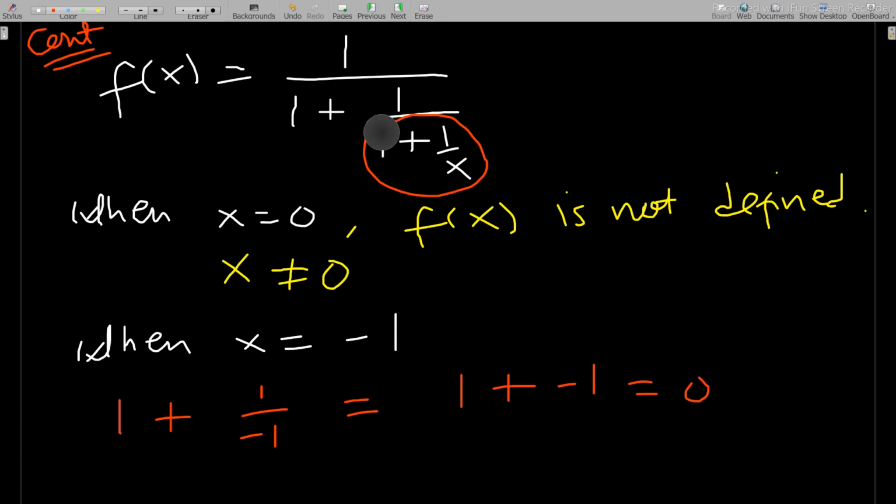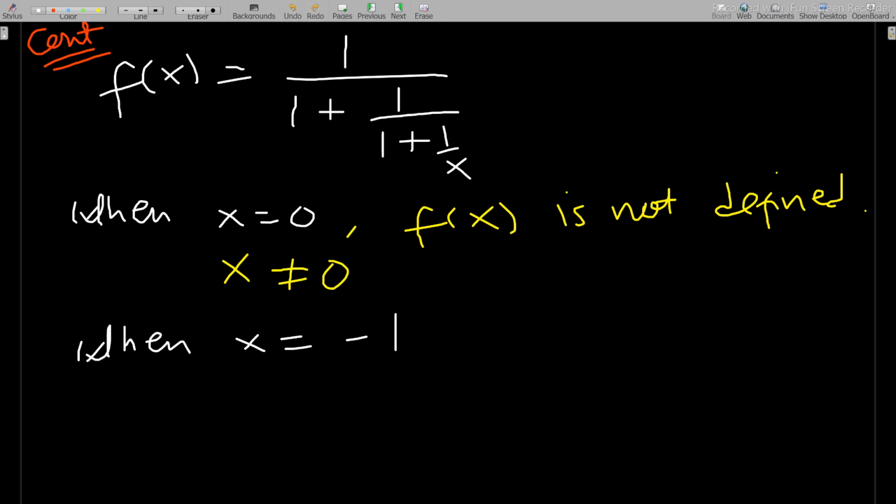Sorry, I'm coming to erase some parts. I'll write them back, don't worry. When x equals -1, this is what you have.